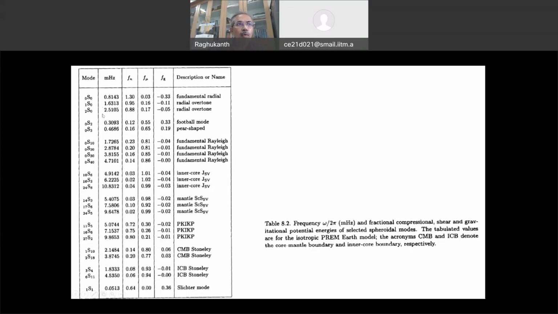1s1, where it is 1s1, 0.0513. Okay, so this is what they call Lister mode itself, of course. But anyway, to observe this one, your duration also should be very high. That's the time history. But 0s2, if you see, 1s1 is one thing, then 0s2 also has 0.3093 millihertz itself. Okay, so this is how the modes look like.